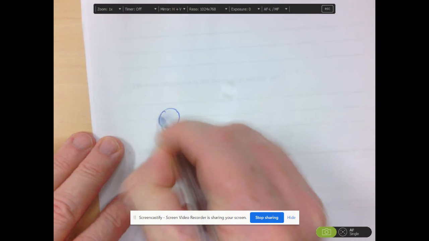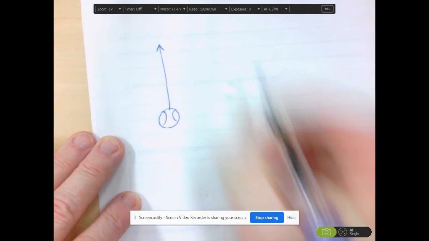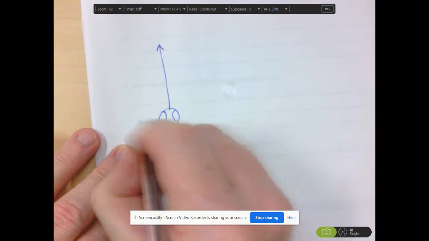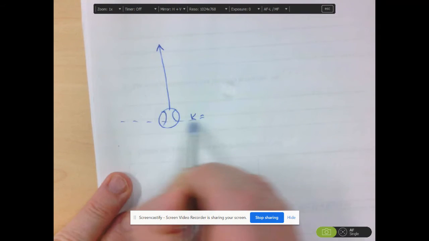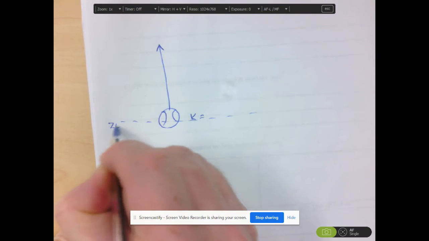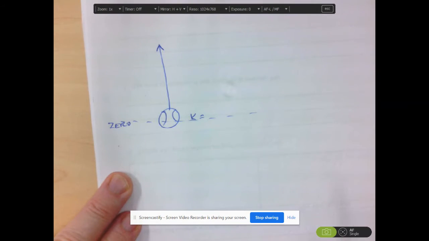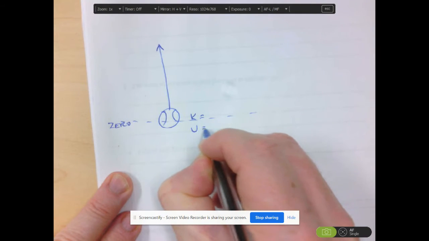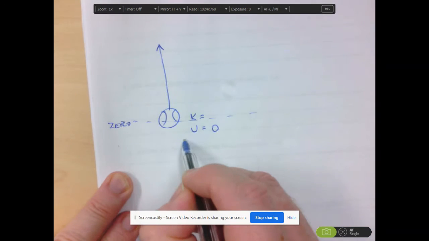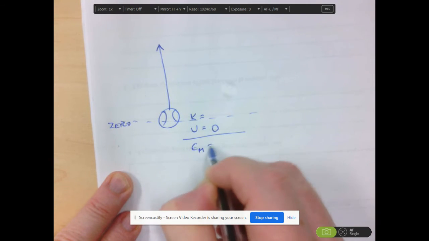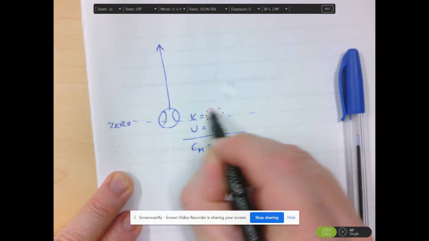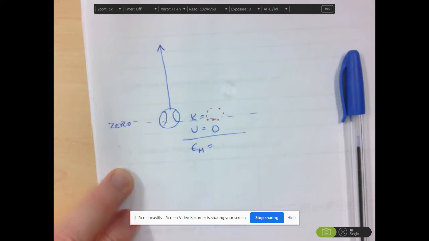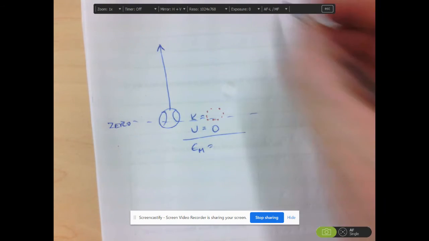So here is our ball. This time we're throwing it vertically, and we're going to work out the kinetic energy at the bottom. We're going to make this the 0 level. If this is the 0 level, what do we know about our U? Our U, our gravitational potential energy, would equal 0. So our total energy, EM, would equal whatever value we have here for kinetic energy plus 0.